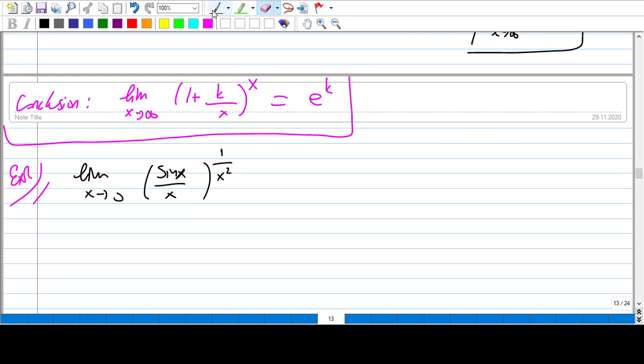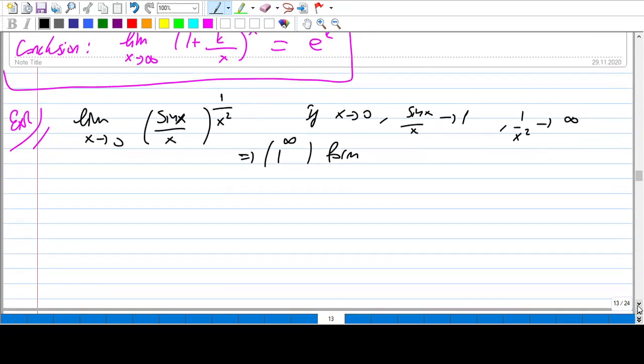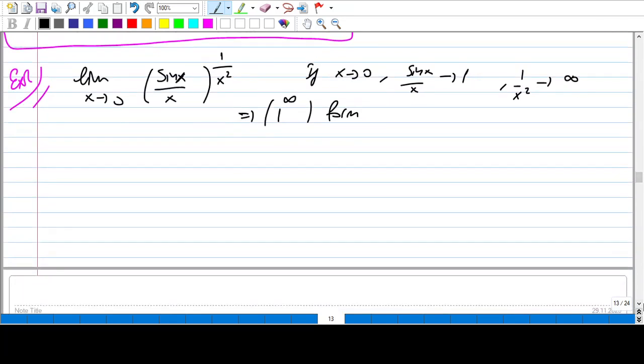We have the following. If x approaches 0, we know that sine x over x will be approaching 1. So inside the parentheses, we have 1. So 1 over x squared will be approaching what? It will be approaching infinity. So 1 over 0. Then we have a 1 to the power infinity form. Still, it is not an L'Hopital form, but we can play with some terms to get an L'Hopital form.